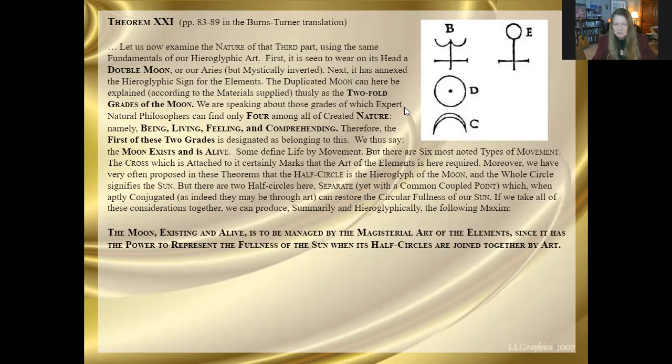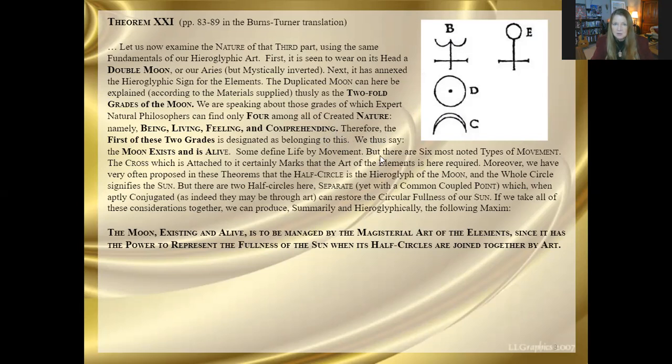We're speaking about those grades of which expert natural philosophers can find only four among all of created nature, namely being, living, feeling, and comprehending. So those are the grades we're going to try to figure out: what are being, feeling, living, and comprehending, and the twofold grades of the moon. Therefore, the first of these two grades is designated as belonging to this.